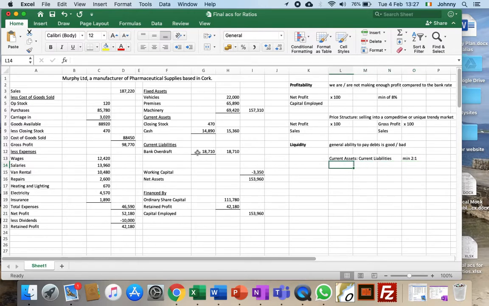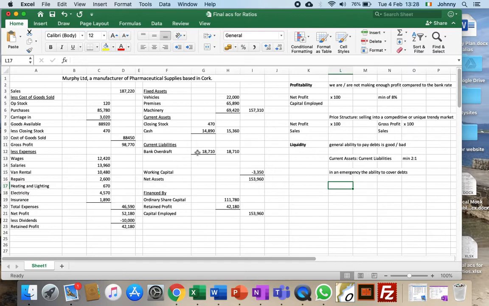Now, the emergency one, so in an emergency, the ability to pay debts or to pay bills that are demanded, okay, to cover debts is good or bad, okay? So we're talking about here, if all of our current liabilities demanded payment now, could we cover them?